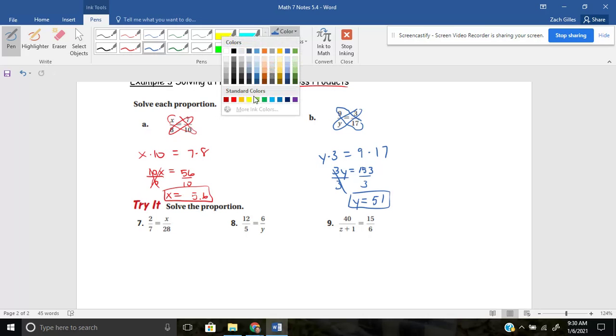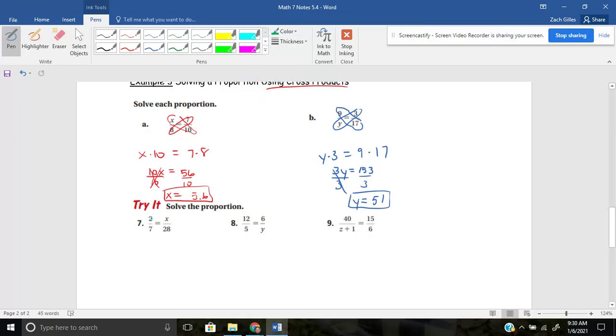All right, let's check and see how you did. I've got 7 times x, which would give me 7x, equals 2 times 28. Okay, what is 2 times 28? Well, 2 times 30 would be 60. So let's see, 56. And divide by 7 on both sides. And x would give me, let's see, 8. So x is equal to 8 for number 7.